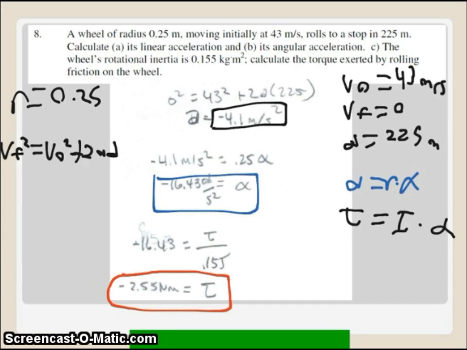So this is a good example of a simple rotational kinematics, uniform circular motion, and torque problem.